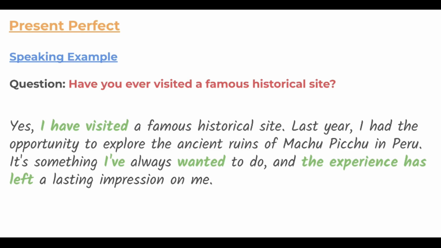Okay, so the present perfect. We are looking for, of course, the subject, but then we want it to be followed by our auxiliary verb, have. And then we're looking for the past participle. So with examples like I have visited, I've wanted, so I've the contracted form. The experience has left. Past participle there. Left being an irregular verb. That's good to spot as well.